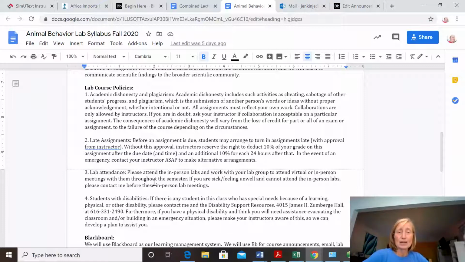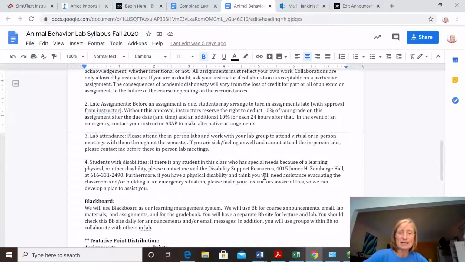Lab attendance, okay, we want you to attend the in-person labs if you can, and if they're still scheduled. If you are sick, if you can't make it, please contact us and let us know. We also want you to meet virtually with your team or your lab group. You'll be in a group of about four students, and you'll need to meet with them periodically. If you have a disability, please see the DSR office. They will help you. This is important too if that affects your ability to wear a mask on campus.